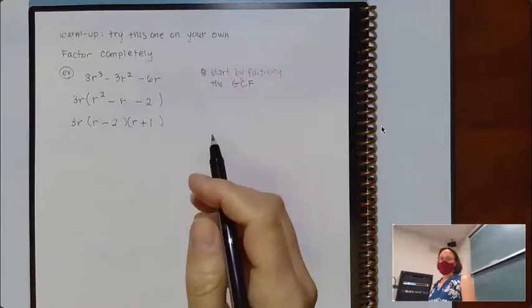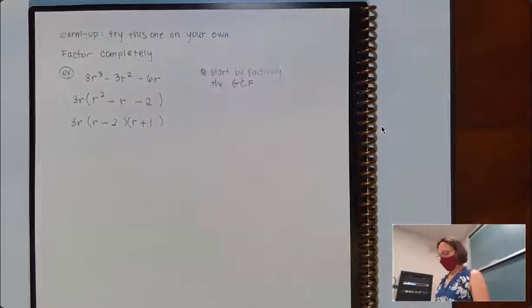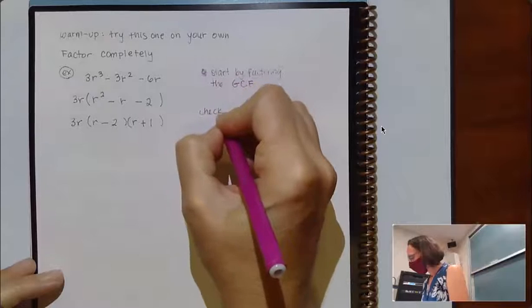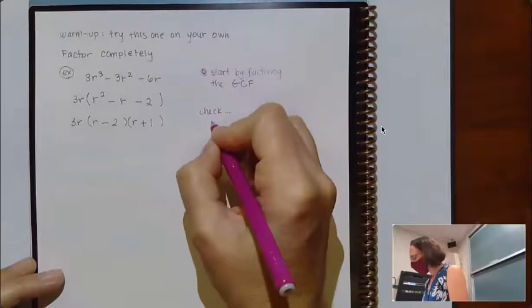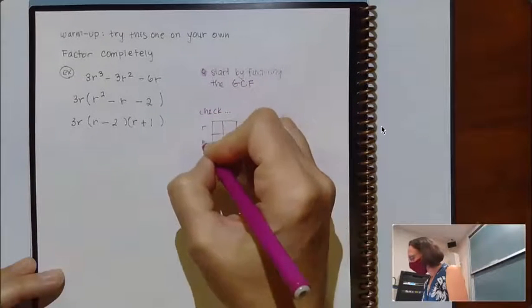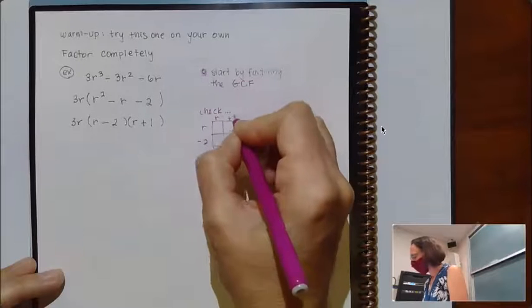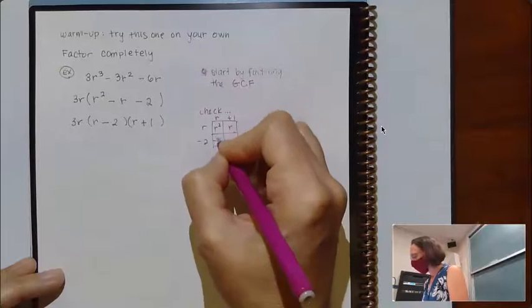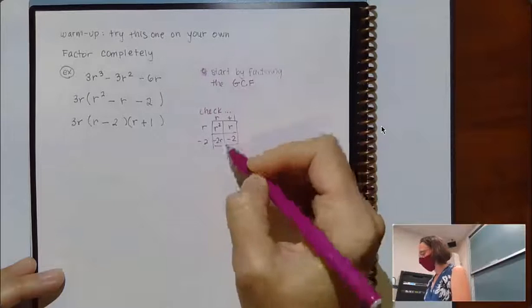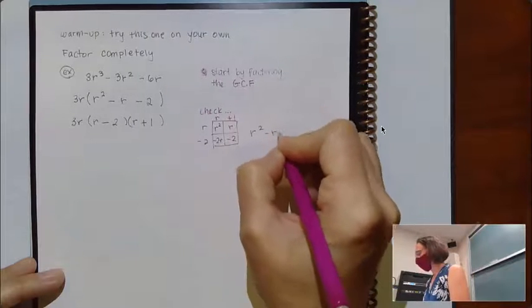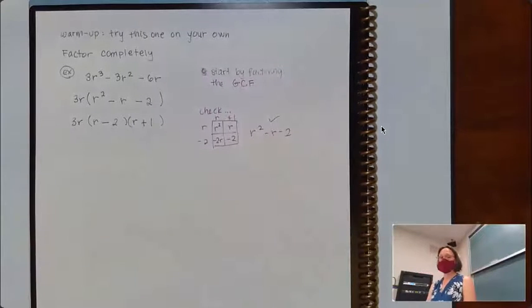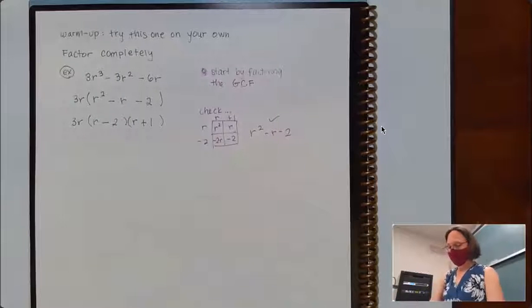And if you wanted to check that, we could always quickly multiply it back out just to check. So if I had r and minus 2 and r and plus 1, I'd get r squared, r, negative 2r, negative 2. And if we put those all together, r squared minus r minus 2, we're good to go. Questions about this one before I move on to other things?